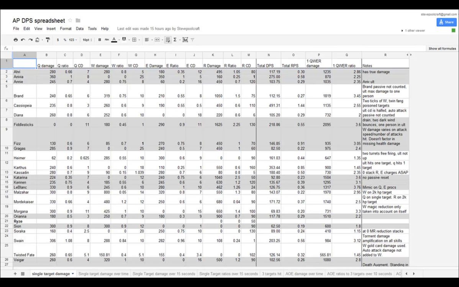So the purpose of this spreadsheet is to try and model the damage that each champion does over time. There's a lot of different ways to approximate DPS, and each has their own strengths and weaknesses. We're going to go over each one in this video.